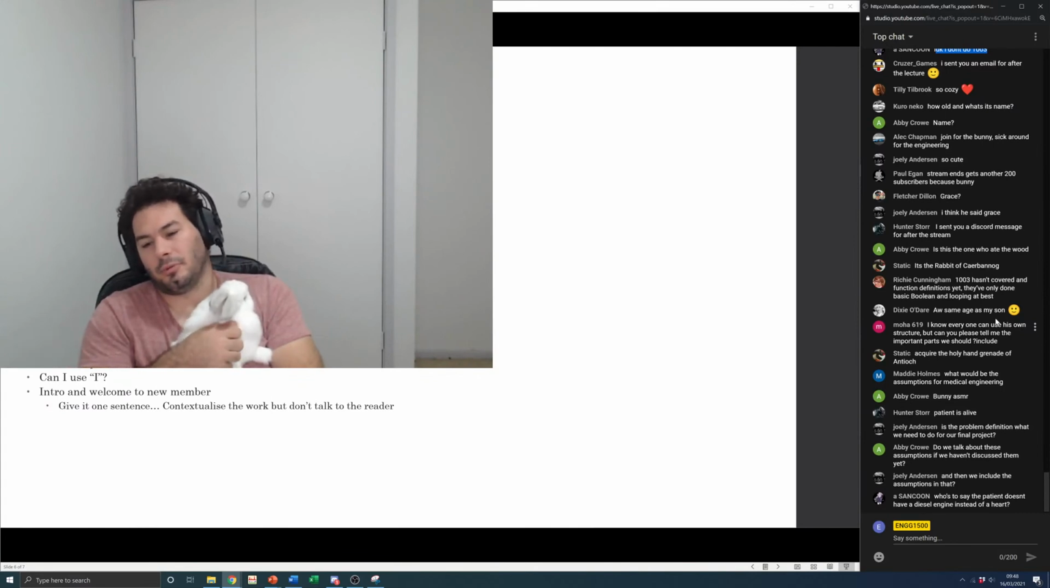You can do problem definition and assumptions together, or you can separate them out. It's really project and author dependent and how you've decided to structure it.